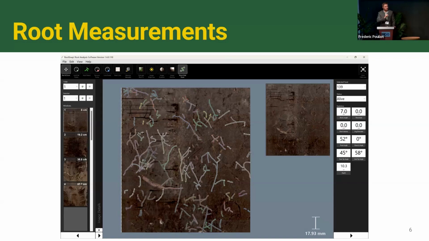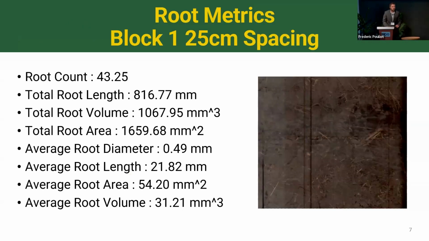And then we're going through in the software and measuring the length of these, the diameters. Here, I'll just go to the next screen to show you what variables they are. So we're looking at counts, lengths, volumes, area, and then we can average those out and compare them between treatments and spacings, essentially.